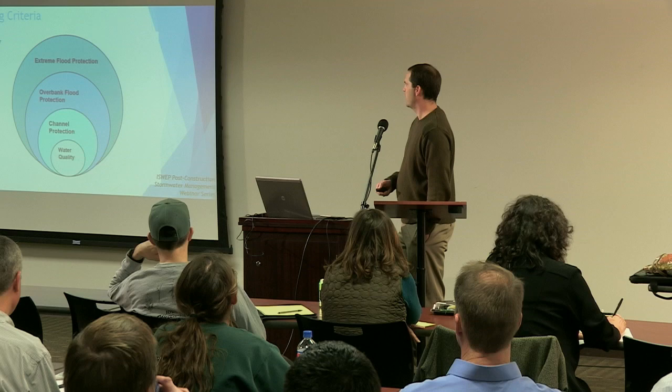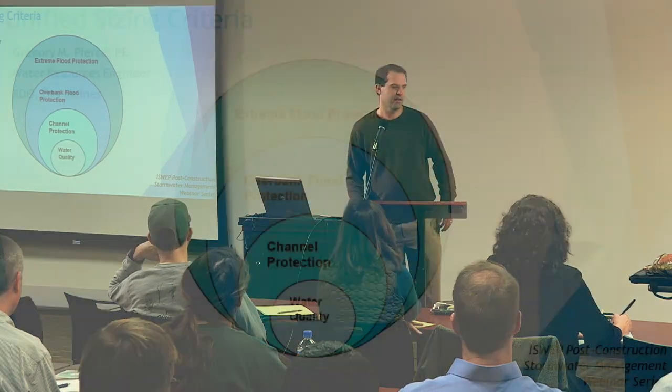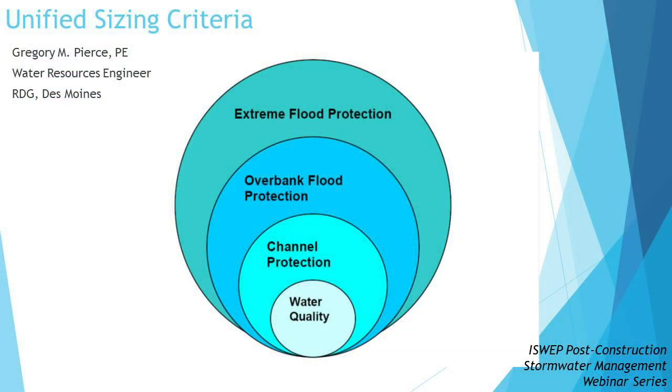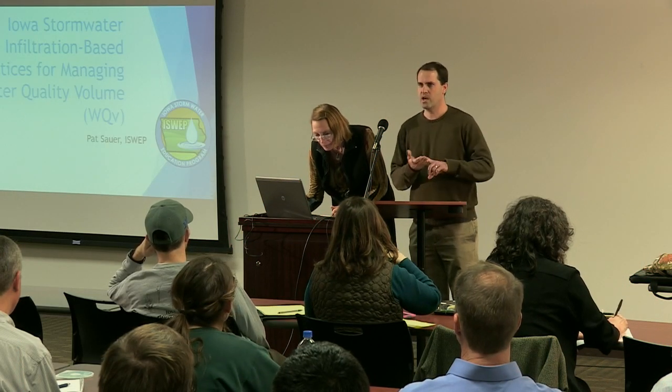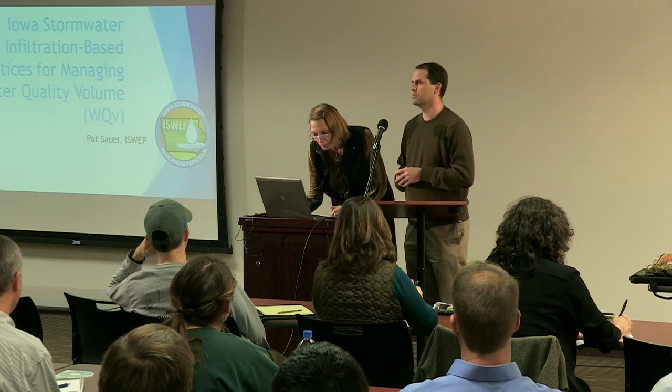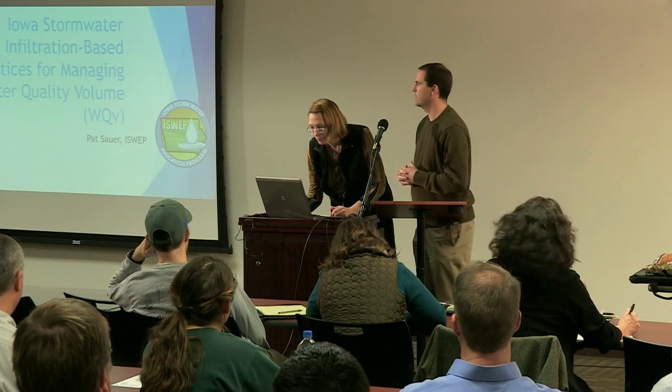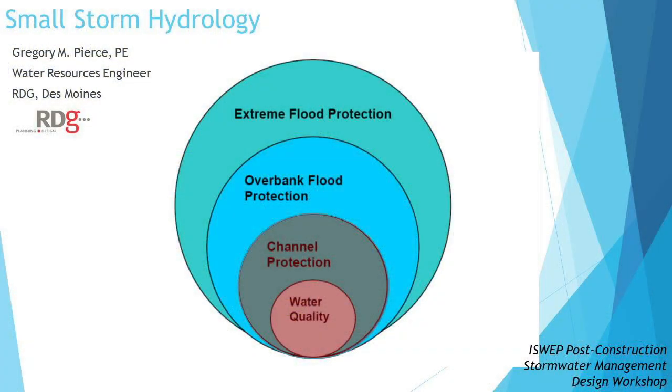And that's the quick flyover of unified sizing criteria. The next segment that I'm going to get into while Pat gets it set up is regarding small storm hydrology. So I'm going to talk about the first two tiers on the system, which are the water quality volume standard and the channel protection volume standard.